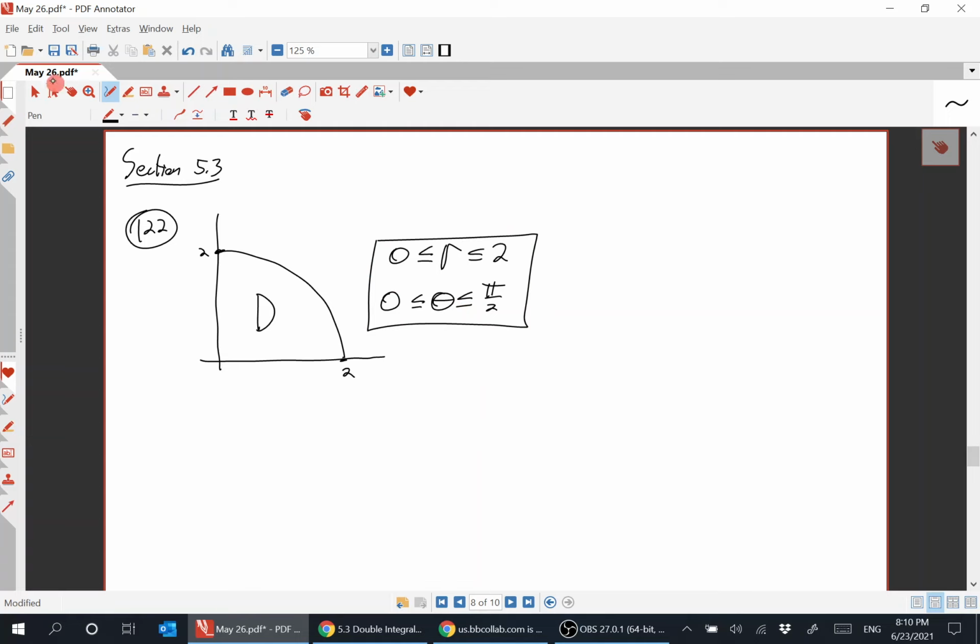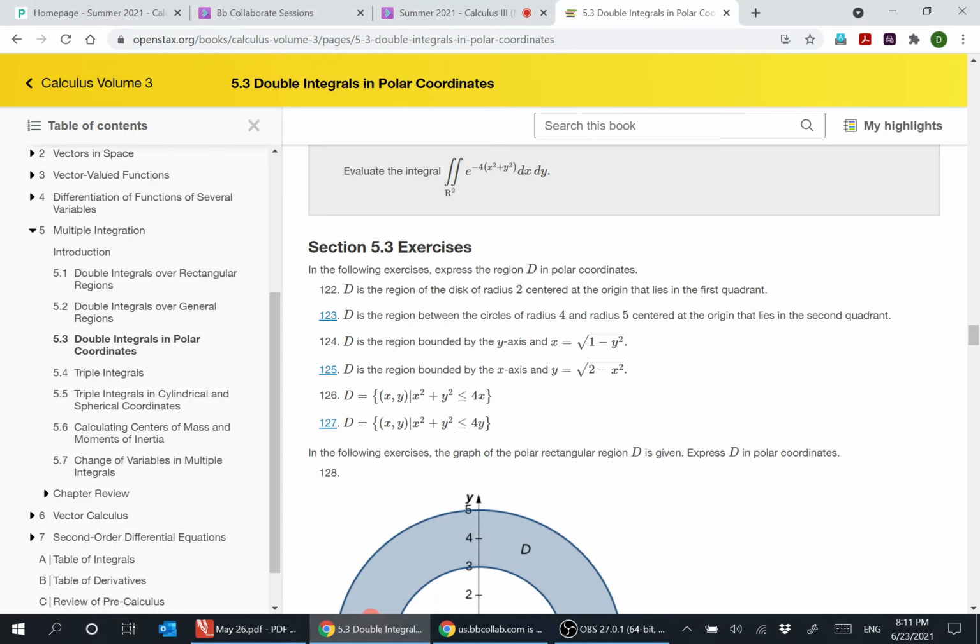Right? So when you're doing an integral over a circular type region, or these polar rectangle type regions, describing the regions using polar coordinates rather than rectangular coordinates often makes things a lot simpler. So that's 122. Now 126.